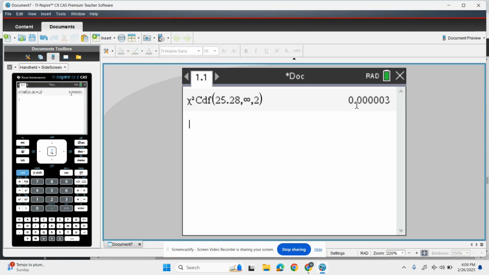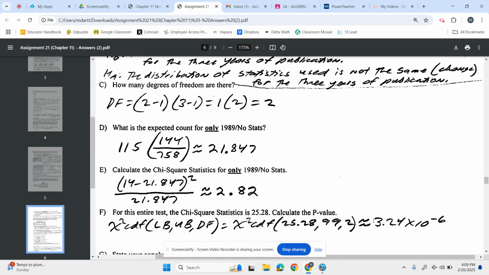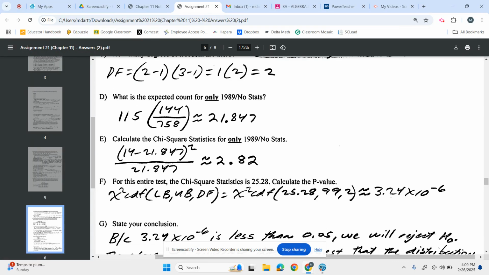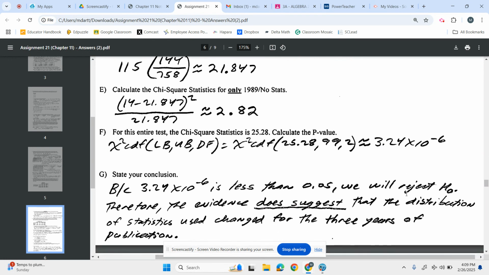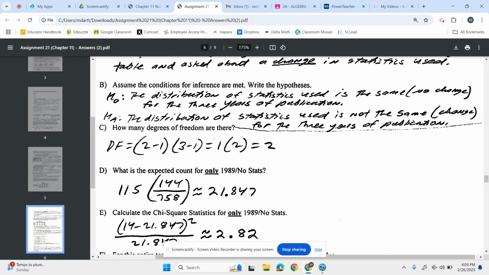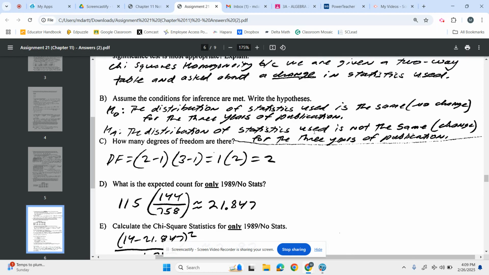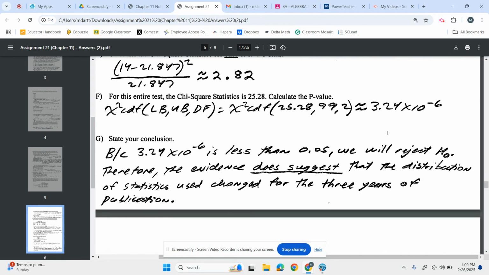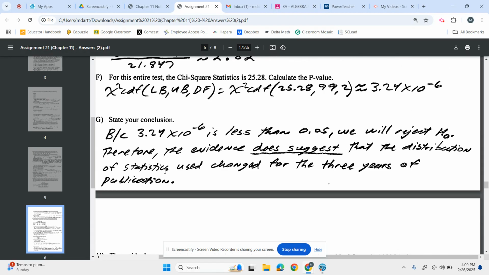And notice you get this small number, 0.000003, or you could see how I put over here. You could put 3.0 times 10 to the negative 6. That's basically the p-value. All right, so our conclusion, because the p-value is less than 0.05, we would reject the null, which means the evidence does suggest the alternative, which is that there was some type of change. It does suggest that the distribution of statistics used was changed over those 3 years of publication.